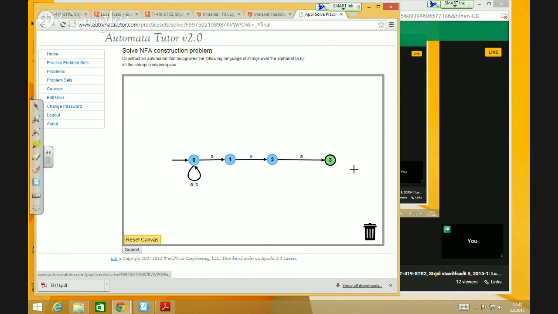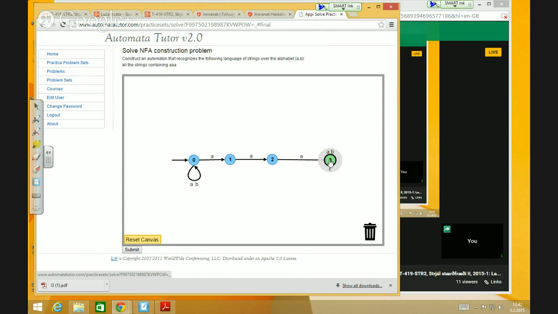Okay, the question is, wouldn't this accept some strings that would contain A, 2 B's, and then 3 A's? But those are okay. So the string must contain AAA, 3 A's in a row, somewhere. It doesn't have to be at the beginning. It could be anywhere. So if you have a string that has 3 A's in a row, before the 3 A's in a row, you can have anything. And after the 3 A's in a row, you can have anything too. So we are not quite done yet.